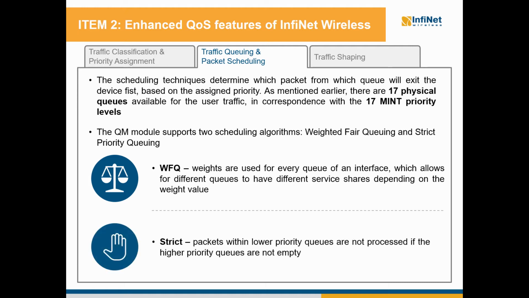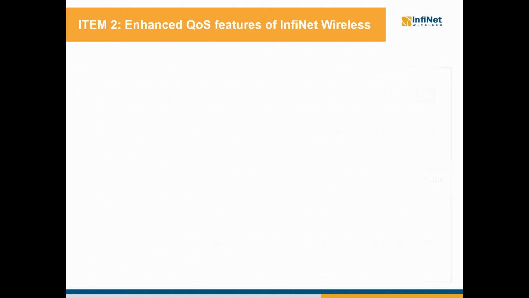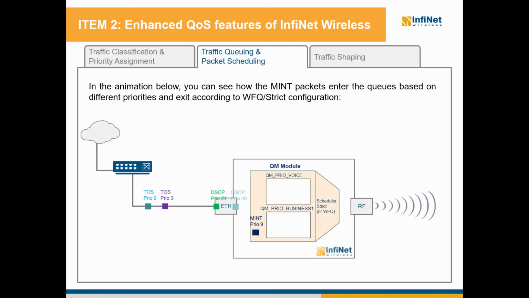The second scheduling technique is strict priority queuing. In this case, packets within the lower priority queues are not processed if the higher priority queues are not empty. In the next animation, you can see how the MINT packets enter the queues based on the different priorities and exit according to weighted fair queuing or strict configuration. So when strict priority queuing is used, you can see that the lower priority packets are not allowed to exit the unit until the higher priority packets are processed.